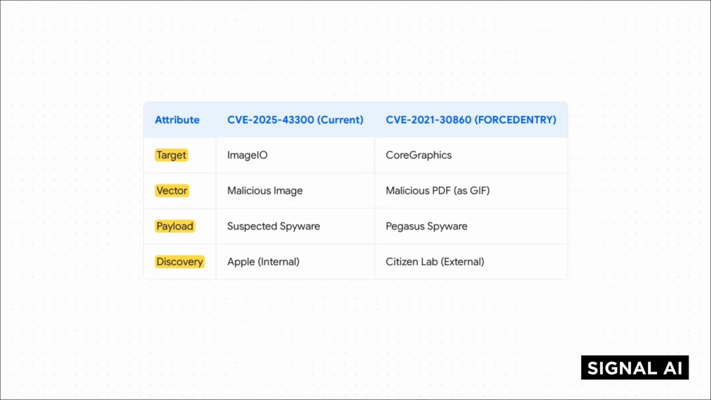Now, an attack like this doesn't just come out of nowhere. If it seems familiar, it should. It's almost a mirror image of a previous exploit you might have heard of called FORCEDENTRY. That was the one used to install the infamous Pegasus spyware. And you can see the pattern here, right? Both of these attacks went after these core media libraries. It just goes to show, this is a persistent weak spot that attackers are going to keep hammering on.